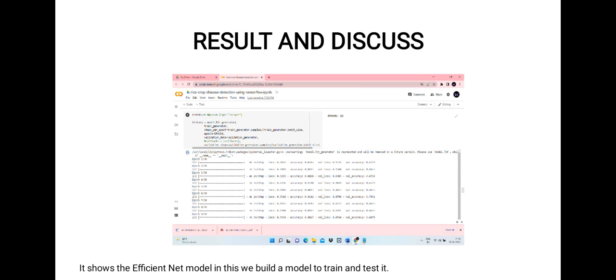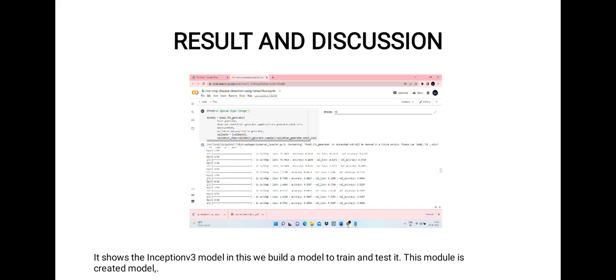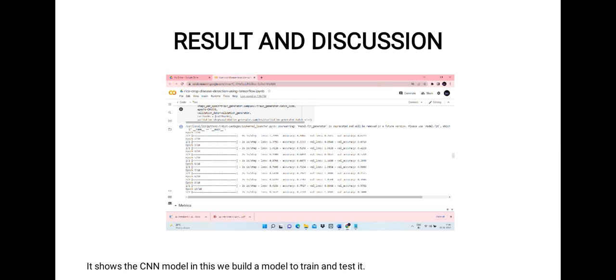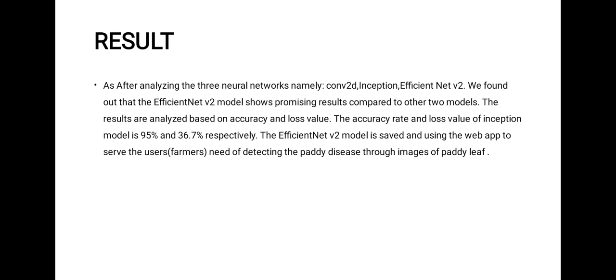Result and discussion. This page shows the result and discussion of our project. It shows an EfficientNet model. In this, we built a model to train and test the sets. It shows the Inception V3 model. Here we built a model to train and test it. This shows a CNN model. In this, we built a model to train and test it.